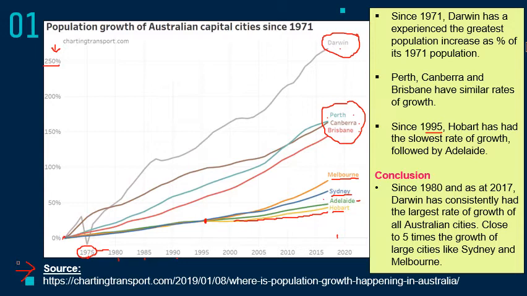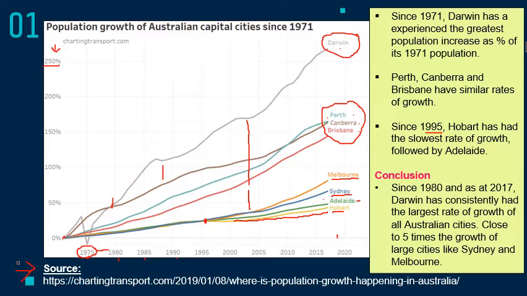So we can say since 1980, which is about here, and as at 2017, which is at the end point, Darwin has consistently had the largest rate of growth of all Australian cities, by far. Yep, we can see this huge gap here, and definitely with all these larger cities down here, or Melbourne and Sydney, I should say, it's definitely a big gap. It's close to 5 times the growth of large cities like Sydney and Melbourne.